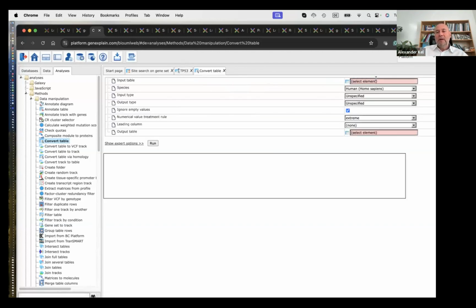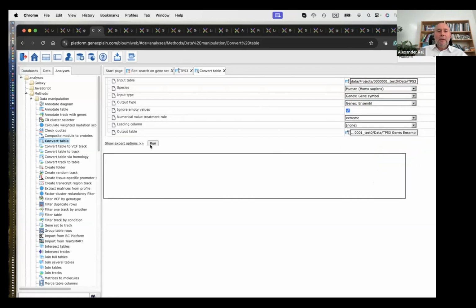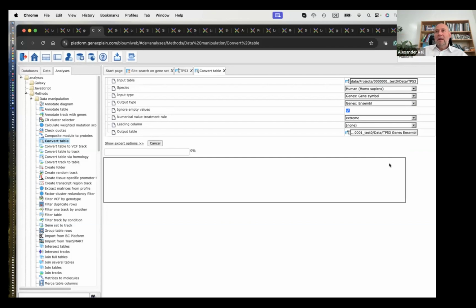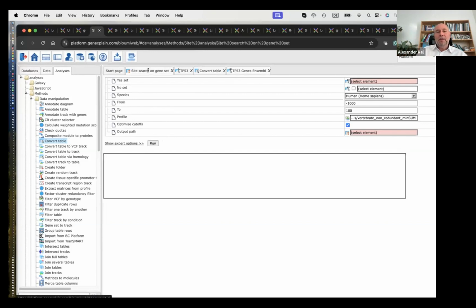So you simply drag and drop it here. You specify what kind of conversion you want to do, the input type and output type. So gene symbol is converted to gene Ensembl. Okay, we are converting it. The same tool is actually converting a full list of genes. If you have, I don't know, 1,000 genes, or even a table of genes with some values, for instance expression values, this can also be analyzed and converted using this tool.